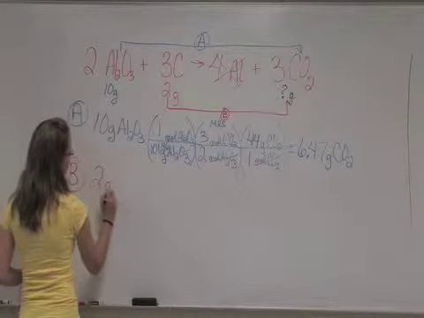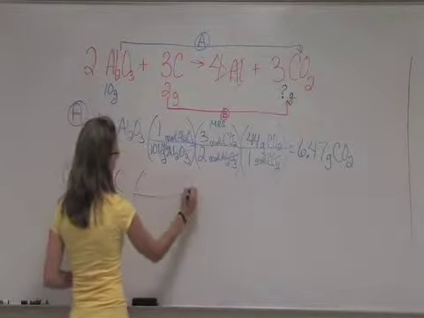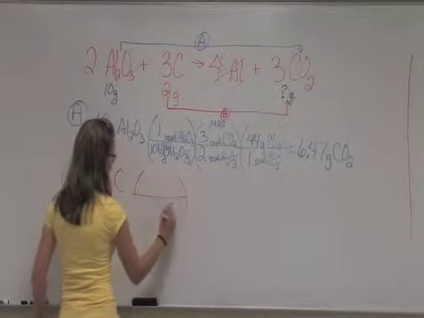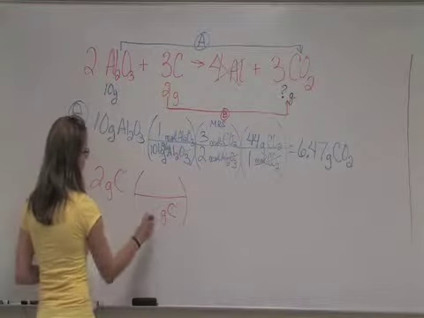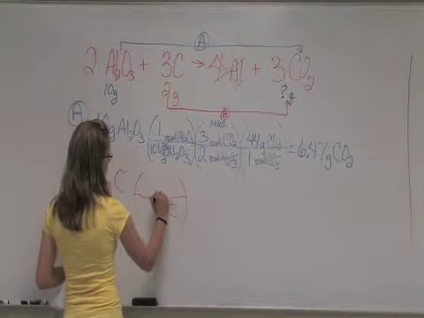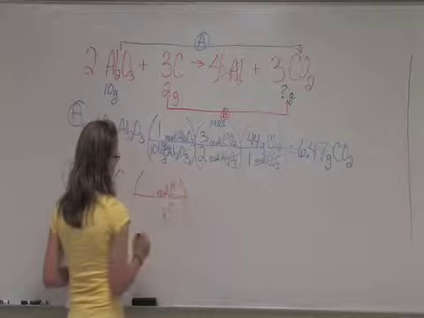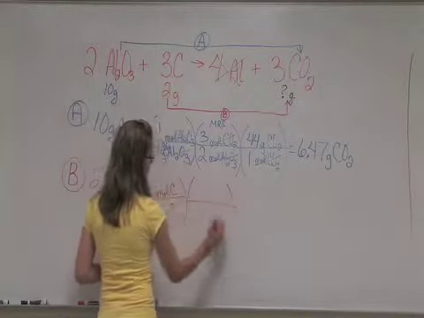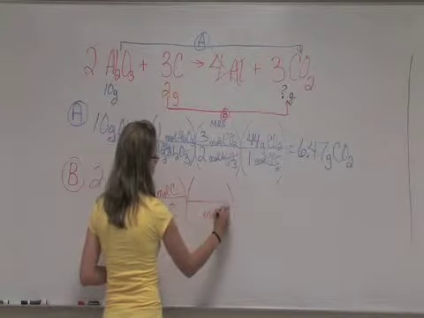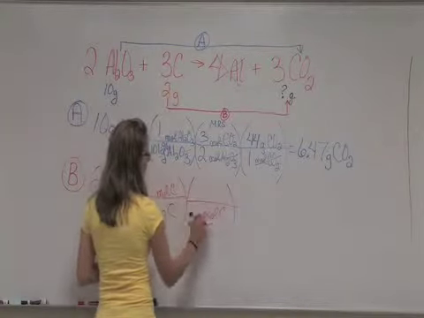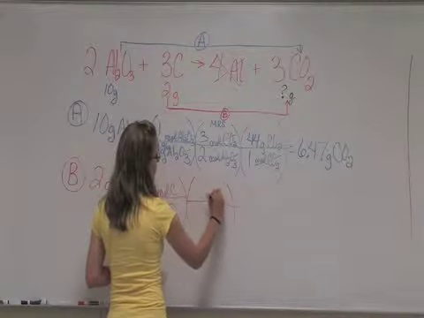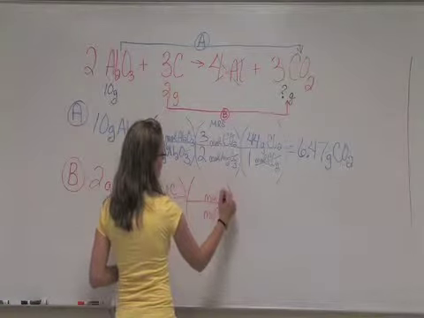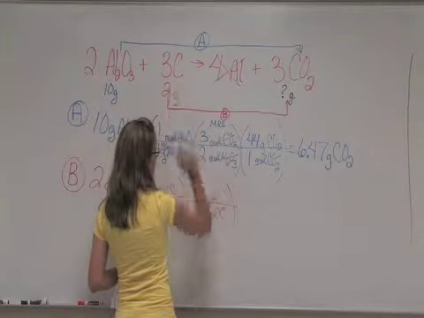So 2 grams of carbon. Grams of carbon goes on the bottom so we can cancel it. Moles of carbon goes on the top so that we're able to go to the other chemical. We want to get rid of it though, so moles of carbon goes on the bottom so that it cancels. And moles of the same product that we're trying to figure out, because that's going to tell us how much product we can make if we use all of the second reactant.